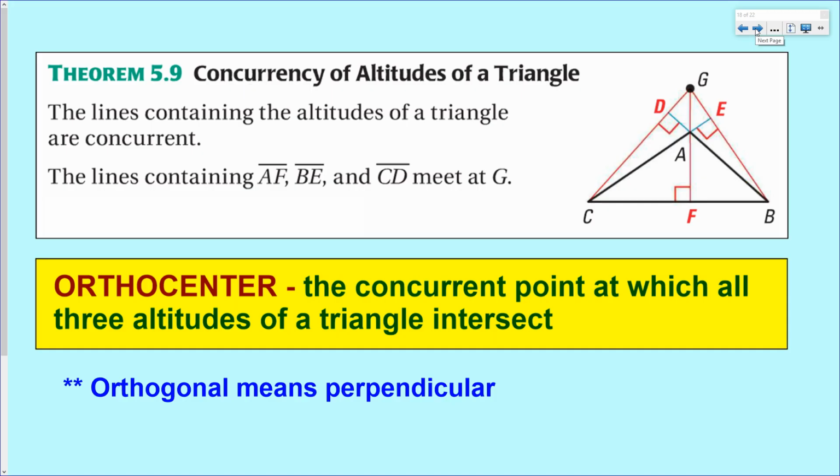So that brings us to our last theorem of the day, and it's a theorem that simply states that the orthocenter exists for every triangle. And there's your official definition of orthocenter, which is the concurrent point at which all 3 altitudes of a triangle intersect. And it might be helpful to know that the word orthogonal is yet another word for perpendicular.